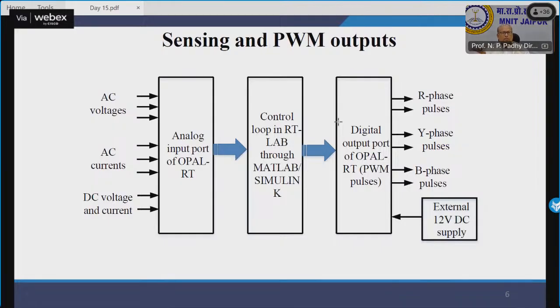RT lab is basically for those who are using RTDS. They can use RT lab, or they can even use MATLAB or Simulink for your PWM outputs, where you have AC voltages, AC currents, DC voltages, and finally you can have R phase, Y phase, and B phase pulses.